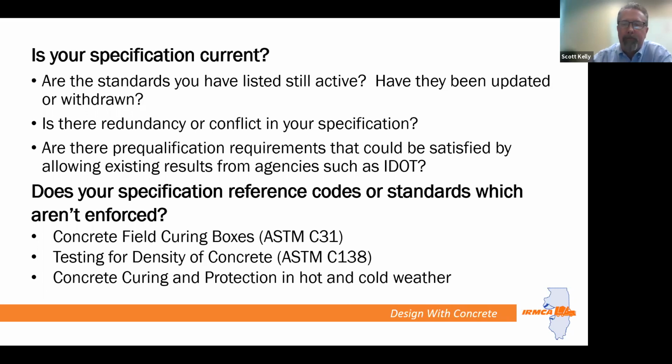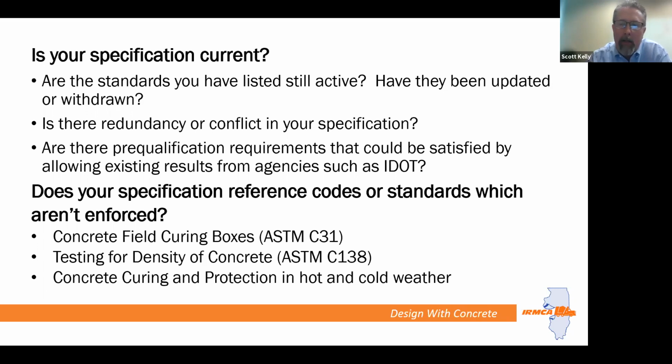We also often see specification language related to guides and practices. Good examples are ACI 305R, 306R, and we see those as specified items within a specification. And that's not really what they were intended to do. Language within them is okay. Taking examples and practices out of those guides and incorporating them into your specification is okay. Another relevant example is referring to the PCA Design and Control of Concrete Mixtures as part of a specification requirement.